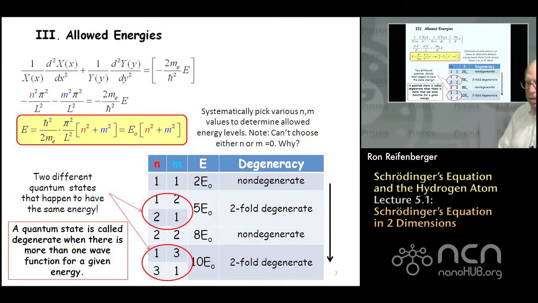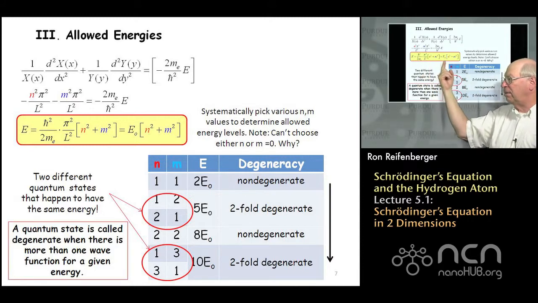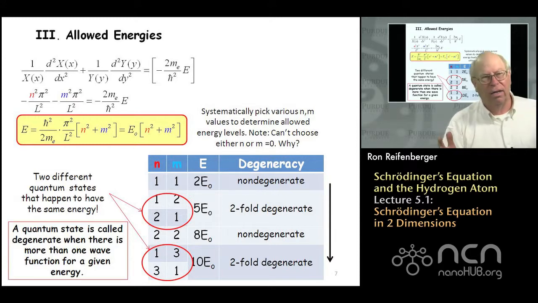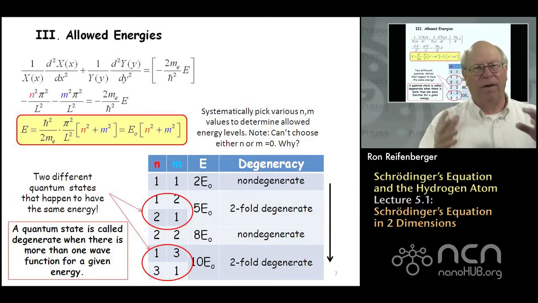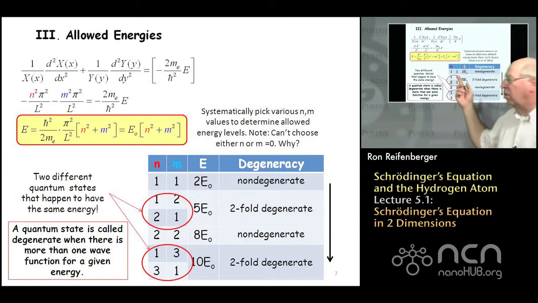So this is kind of interesting because it basically allows us to make a table of the allowed energies of the system, right? If we represent all these constants by some quantity E0, then the allowed energies are E0 times the sum of n squared plus m squared. What we can then do is create a table where we pick possible values of n, possible values of m, and evaluate what the total energy of the system is. So we have to start with n equals 1, m equals 1.